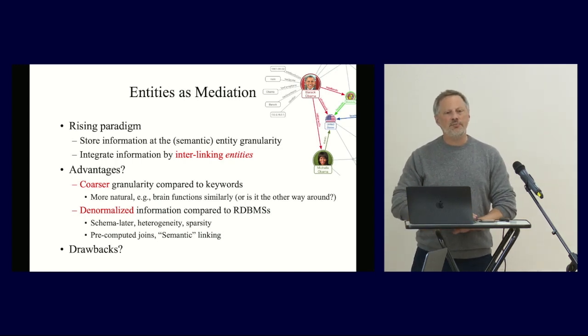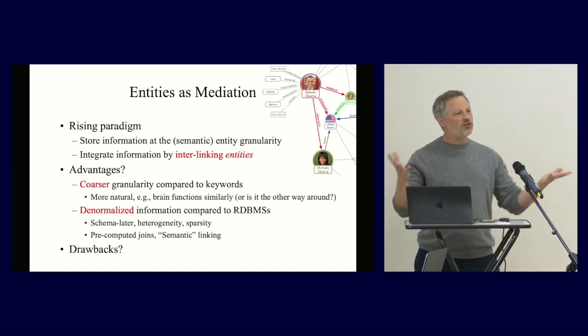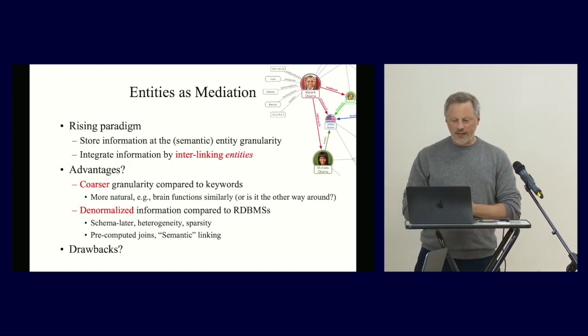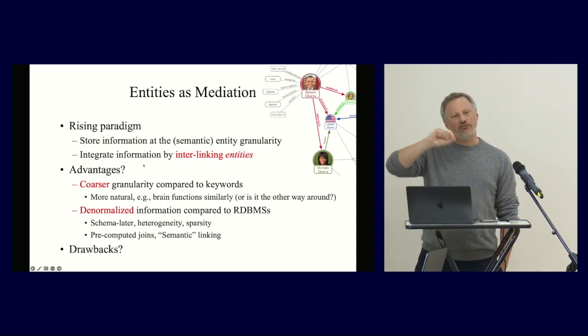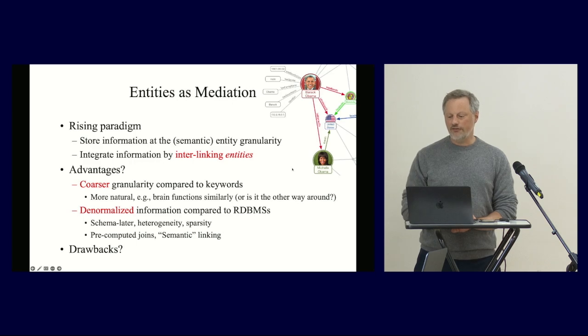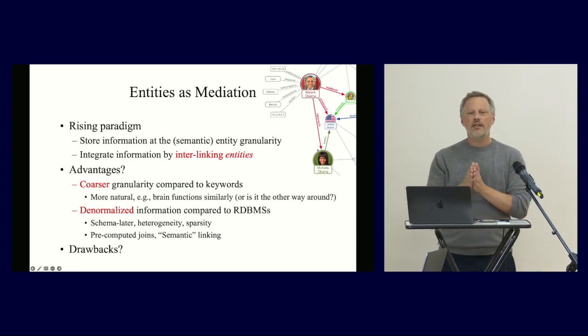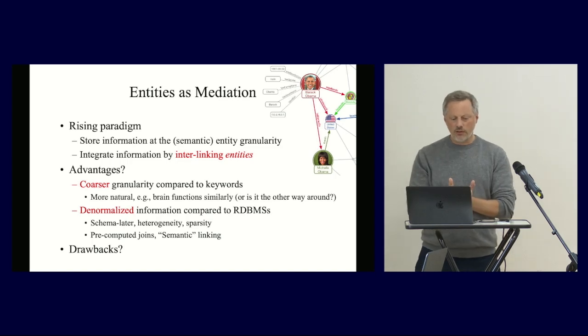The answer recently has been entities. So we come back to this knowledge graph idea. The idea is to store information at a slightly higher entity granularity, and then to integrate information through links. This is a small example from Google. Google did this a bunch of years ago, and they are still very big in that context, where in this graph you have entities like Barack Obama, and then you have relationships between them. I think it is a very natural way of integrating information.